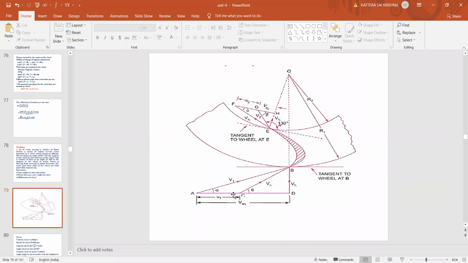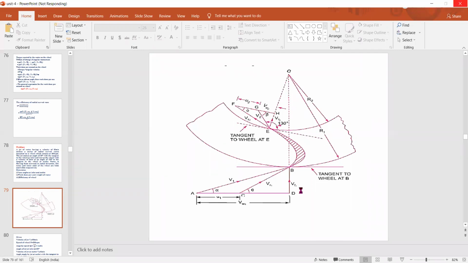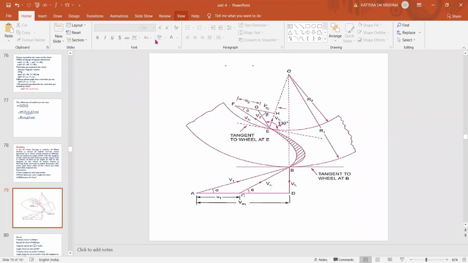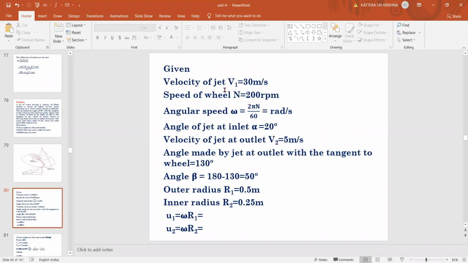In the exam, he won't give any triangular diagrams. These diagrams won't be given in the exam. Only the question will be given. You need to draw the diagram also. Right. So after this, you can write down the given data.